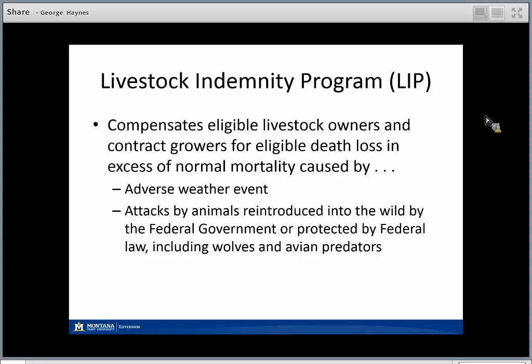Well, it compensates eligible livestock producers and contract growers for eligible death loss in excess of normal mortality caused by an adverse weather event. For Montana, the most recent one of those was snow rather than drought conditions, or attacks by animals introduced into the wild by the federal government or protected by federal law, including wolves and avian predators. So there's some pretty specific language in there about when this Livestock Indemnity Program is going to pay. But what is this thing based on?